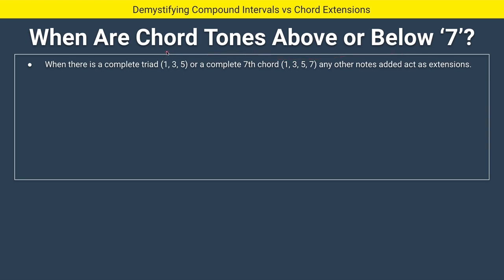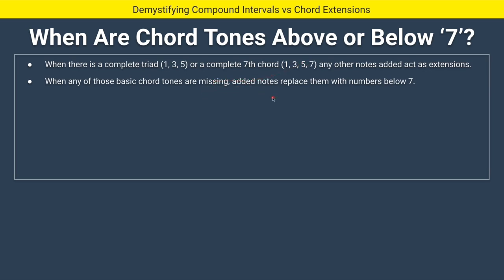When there is a complete triad, which is 1, 3, and 5, or a complete 7th chord, 1, 3, 5, 7, any other notes added act as extensions. What other notes are we talking about? 2, 4, and 6. Those are the other notes in the scale that are not in that chord. If you add a 2, 4, or a 6 to the structure it already has, 1, 3, 5, and 7, that's when you would call it a 9, an 11, or a 13.